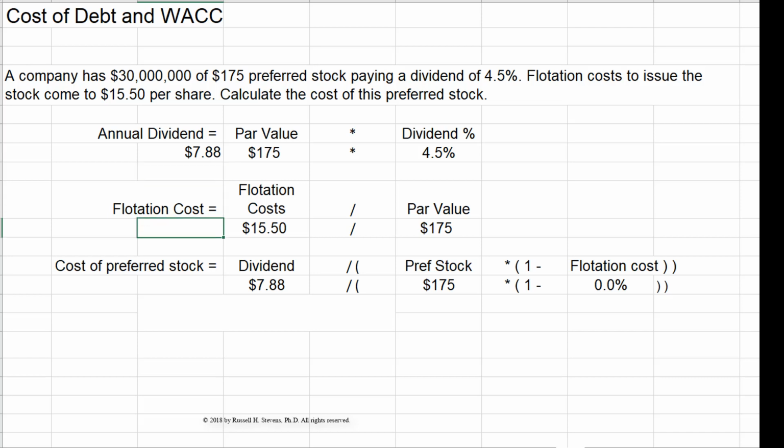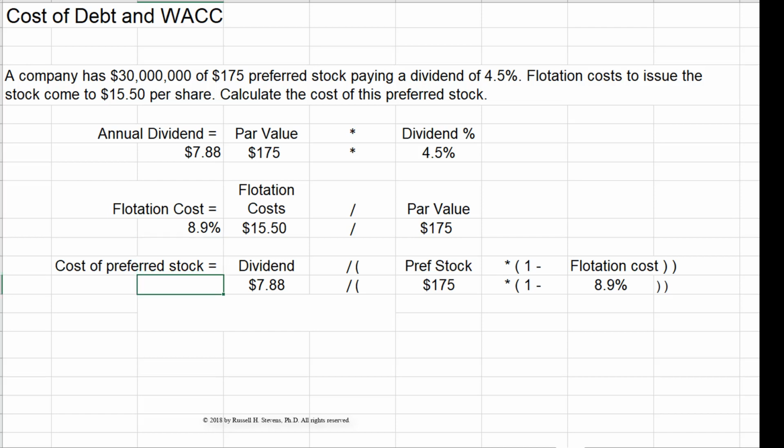Moving on to the next format of the problem, a percentage for the flotation cost is calculated. Remember that it does cost money to issue stock. In this case, it turned out to be $15.50 a share. Highlight the workbook cell under flotation costs and type in an equals sign. Highlight the $15.50, type in a slash denoting division, highlight the 175 to the right, and press Enter. The cost to originally sell the preferred stock was 8.9% of the total par value.